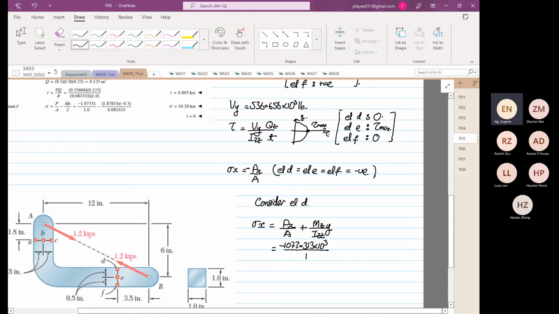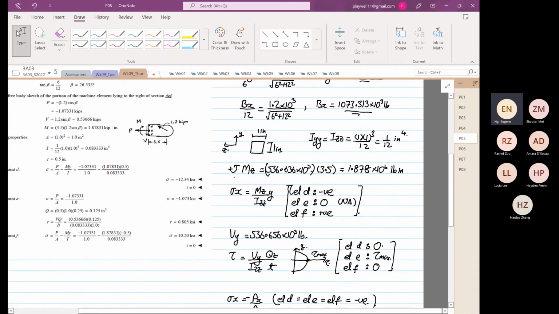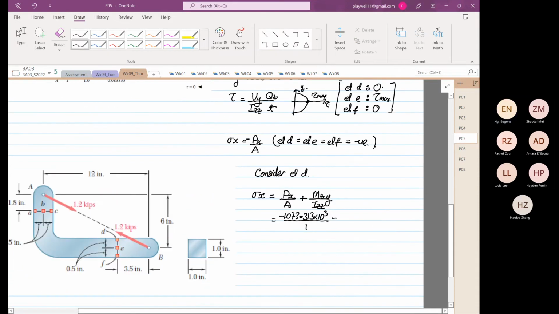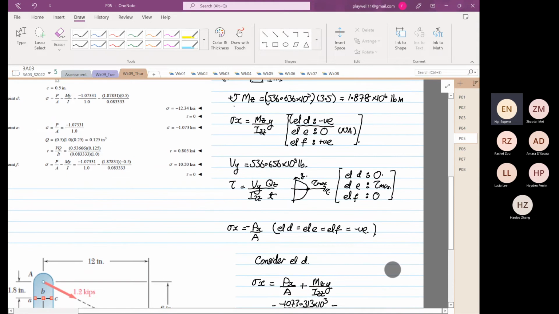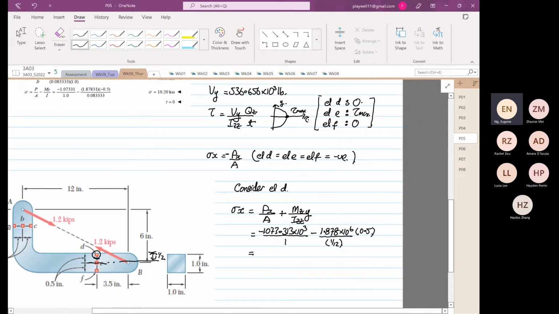Cross-sectional area is equal to 1. And then at element D, the moment induced by Mz, we have done this, right? The moment induced by Mz at element D is negative. So minus Mz, which is equal to what? Mz is equal to 1.878 times 10 to the power 6 divided by 1 over 12. And the y is 0.5, right? Because over here at point D, this distance to here is half.